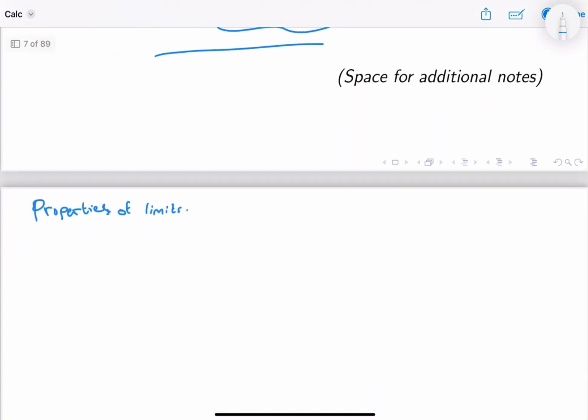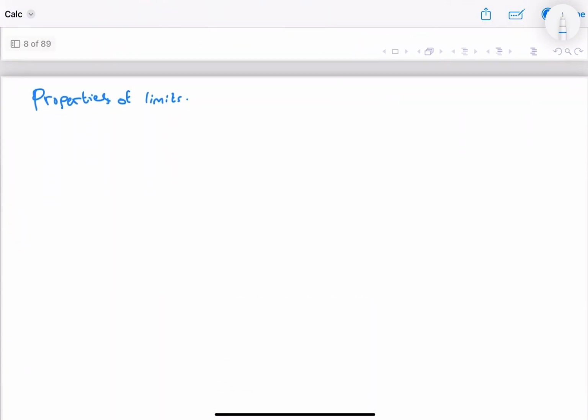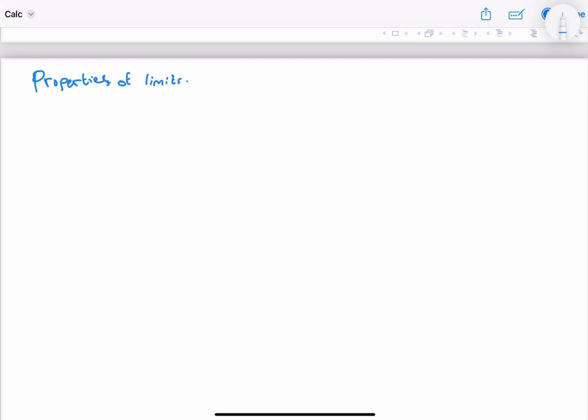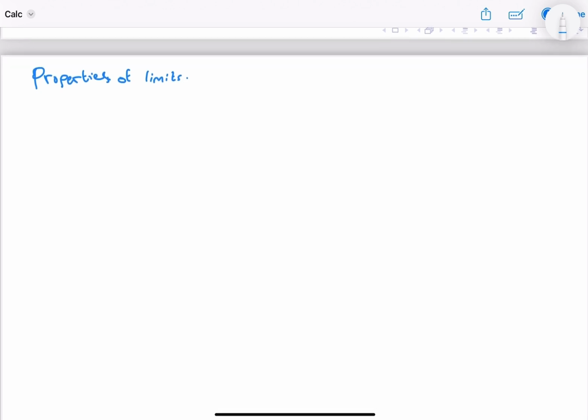Before we start doing some tricks of limits, let me just give you some properties of limits that are important to use when you want to calculate limits. I'm going to present a few of these. So here are the properties of limits that you would need.